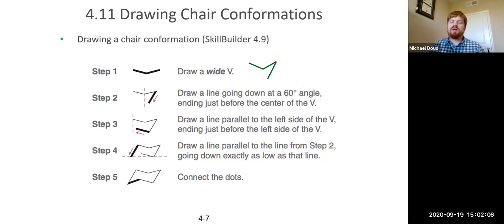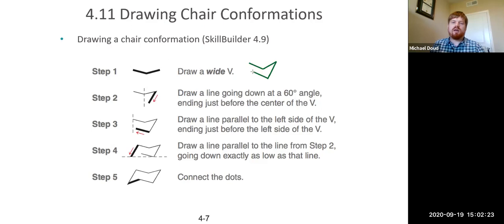It doesn't have to be perfect. Obviously, you've seen me draw on these things. You know that I'm not perfect at it. This is just going to give us a good representation of what this chair conformation is going to look like. Then what you're going to do is draw a line parallel to your first line.